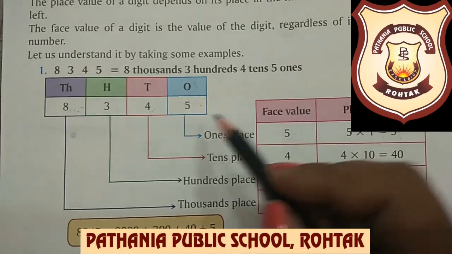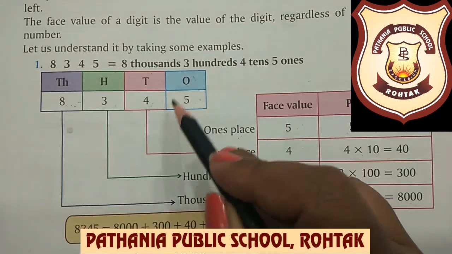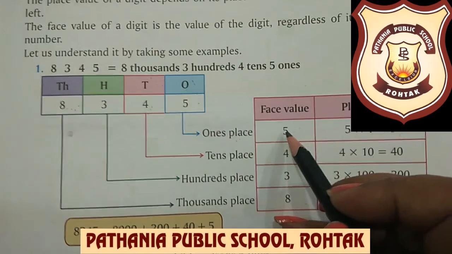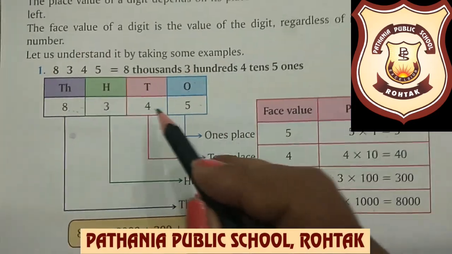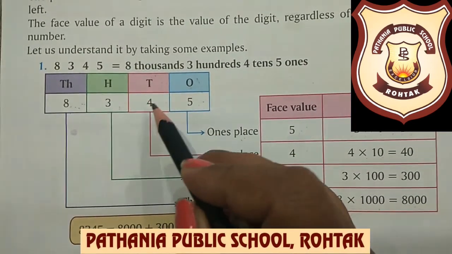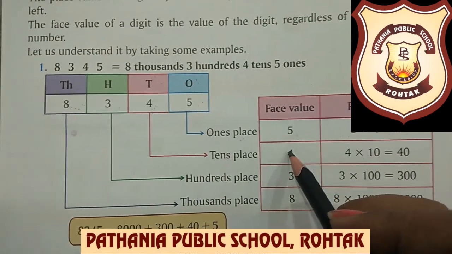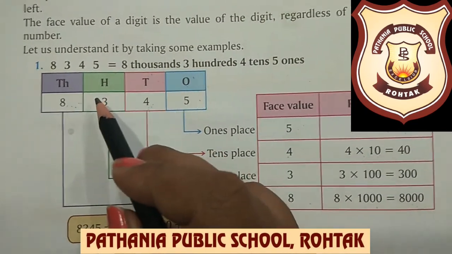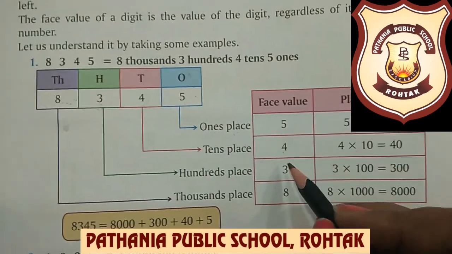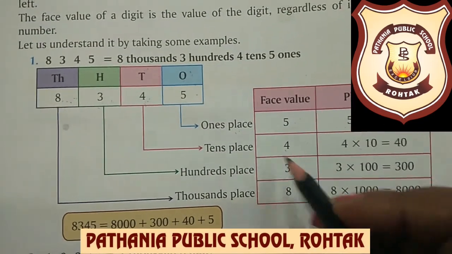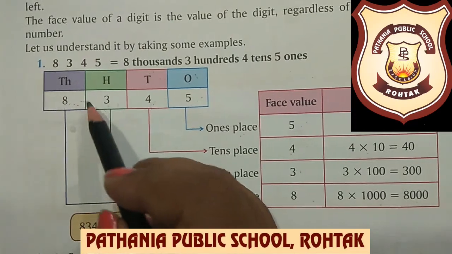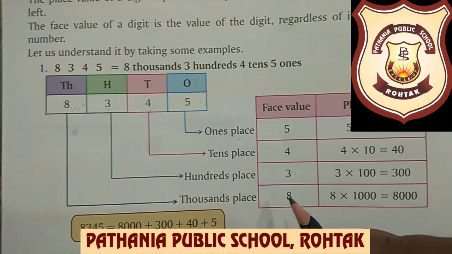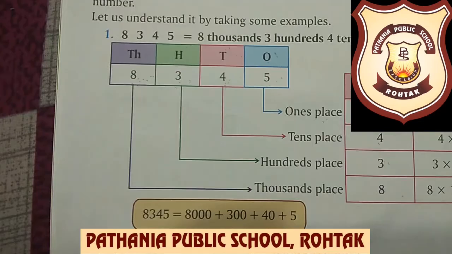Now beta, see, for face value only we will observe the face of the digit. Here the face of the digit is 5, so the face value of 5 is 5. Here the face of the digit is 4, so the face value of 4 is 4. Here the face of the digit is 3, so the face value of 3 is 3. And here the face of the digit is 8, so the face value of 8 is 8.